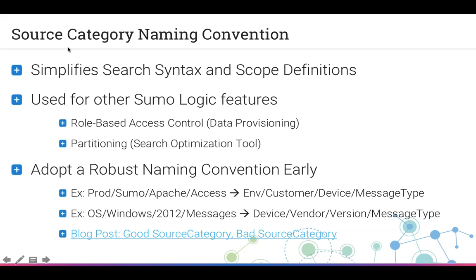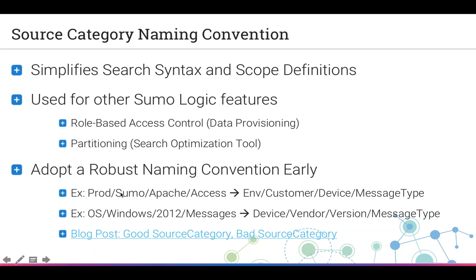Now, there is no one way to do it. It's all going to depend on your data. I've added some examples in here like prod, sumo, Apache Access. What is this? This is my environment, so my prod environment. This is my customer. This is my device. This is my message type. Or another example could be OS Windows 2012 messages. This is my device, my vendor, my version, my message type.